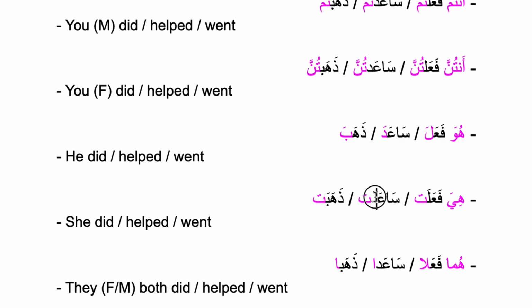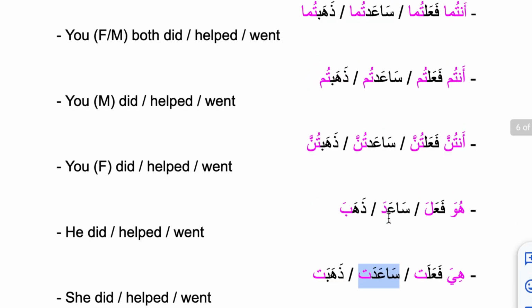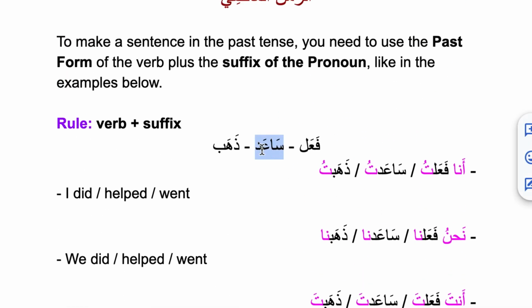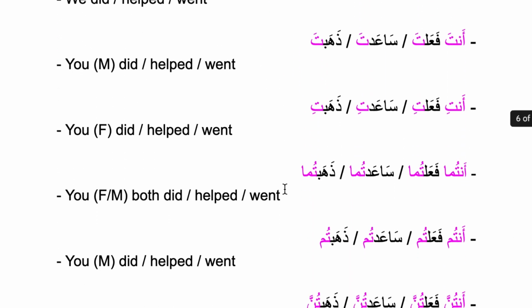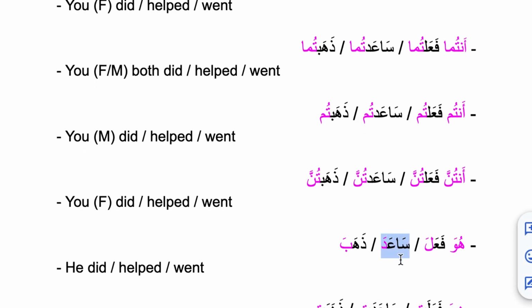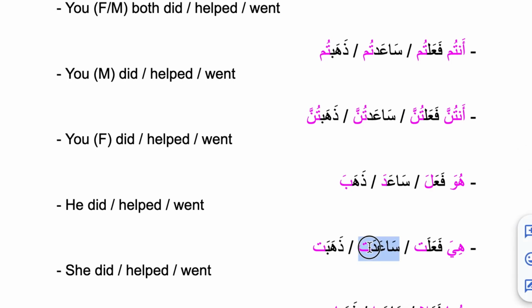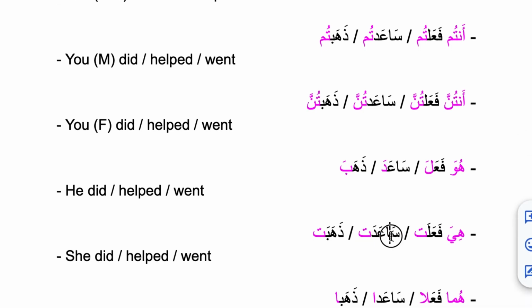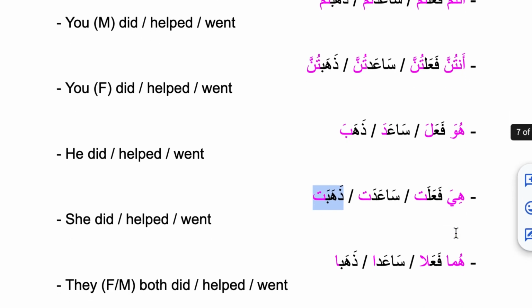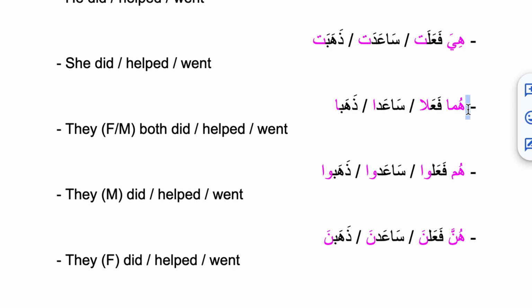The same with the second example, sa'adat. And as you can see, the verb in the past is pronounced sa'ad. But if you want to say he helped, then you have to say sa'ada. And when you add the ta to the end of the verb, it would be sa'adat. And sa'adat means she helped. Now the third example, dhahabat, and it means she went.